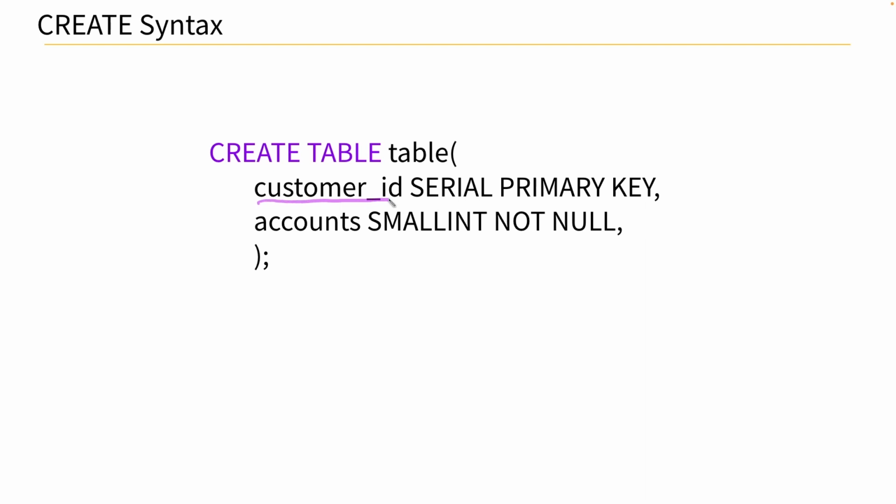So customer ID is a primary key. We're going to be using the serial data type, and this is the constraint that we're going to give that. And here, similarly, this is the name of the column, which is accounts, and the small integer because it's going to say like maybe 3 accounts, and it can't be null. We need to know how many accounts this customer has. And so this is a very simple way of creating a table.